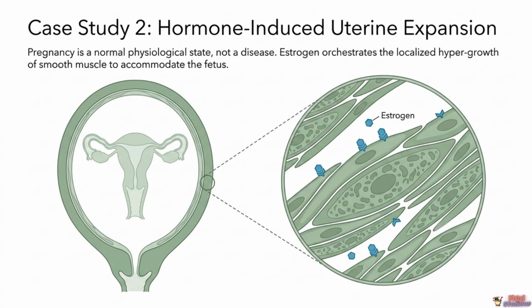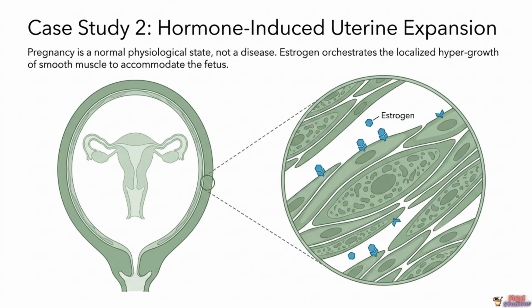Our second case study takes us into the remarkable world of reproductive physiology, specifically the hormonal hypertrophy of the uterus during pregnancy. Pregnancy is a normal physiological state, not a disease. The uterus must accommodate a growing organism that will increase in size by several orders of magnitude over 9 months. The primary hormonal driver of this extraordinary expansion is estrogen.